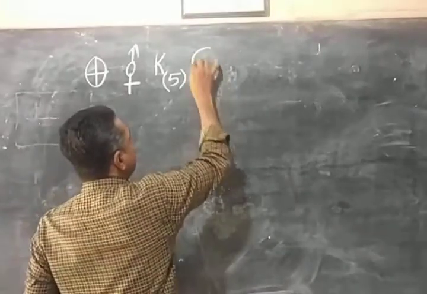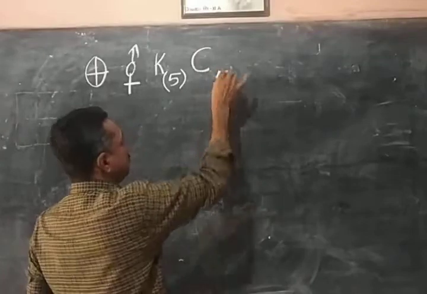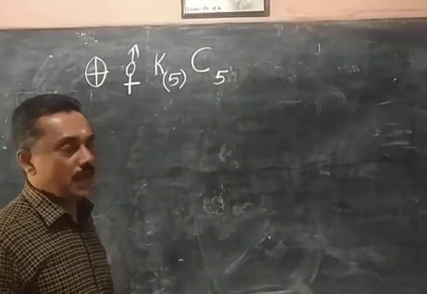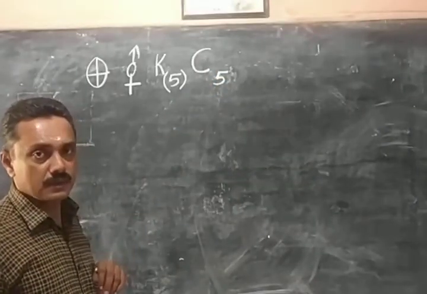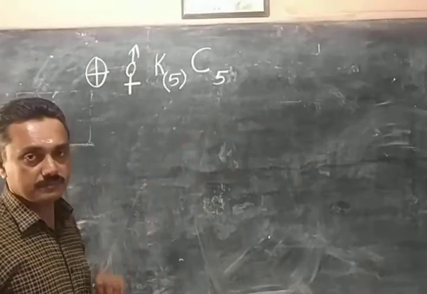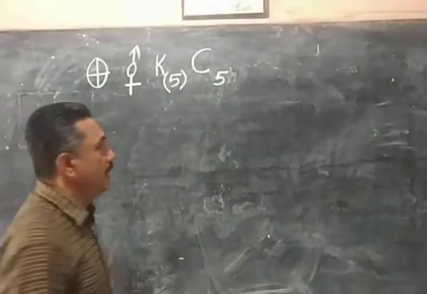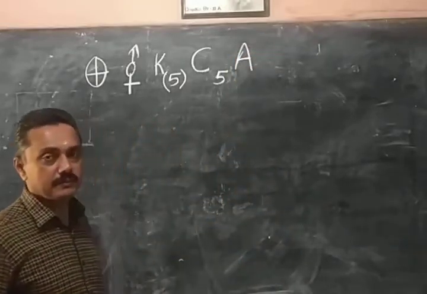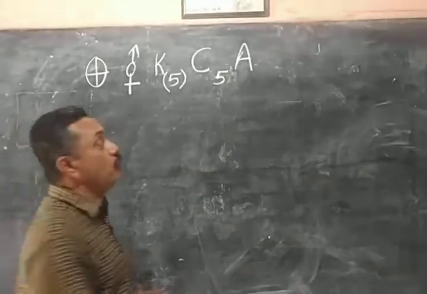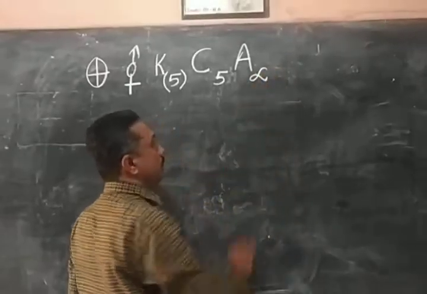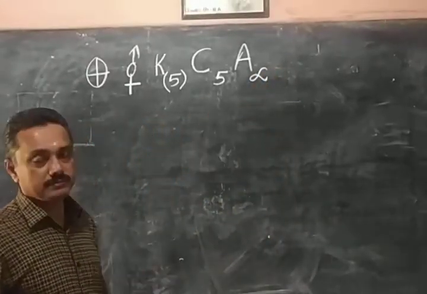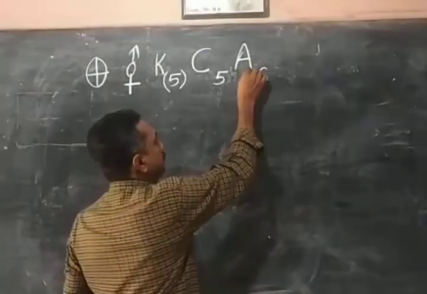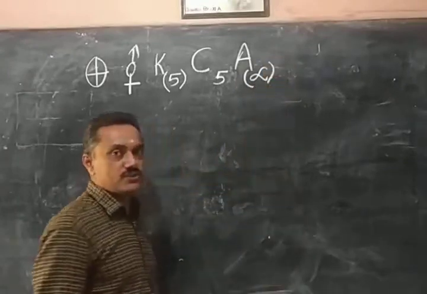Corolla, 5 petals are there. They are not joined. Polypetalous condition. Androecium, represented by A. Stamens are numerous in number, infinity, we represent like that. And they are joined. Monodelphous.